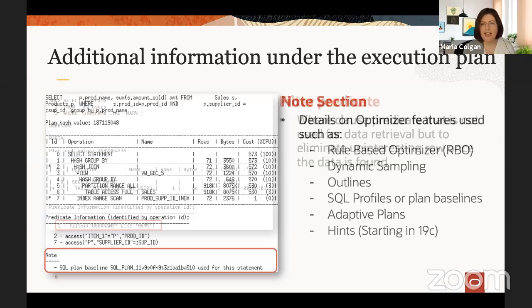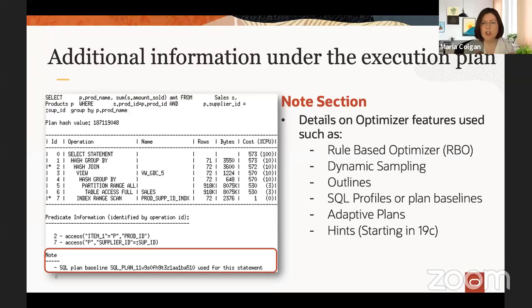Now, below that, you also get something called the notes section. The notes section is going to give you detailed information about the optimizer features that may have been used. So, for example, if you are using the rule-based optimizer, which you know you shouldn't be using because it's been deprecated, that will be displayed in the notes section. If dynamic sampling kicked in because somebody forgot to gather stats, perhaps, or you're using a complex where clause predicate, then you'll see dynamic sampling in that notes section.